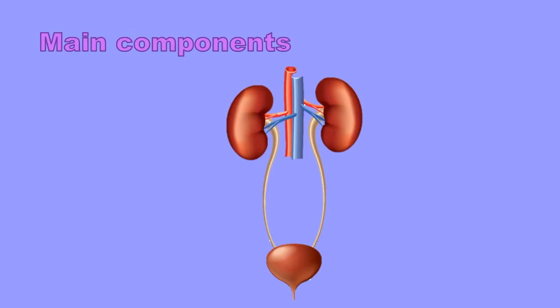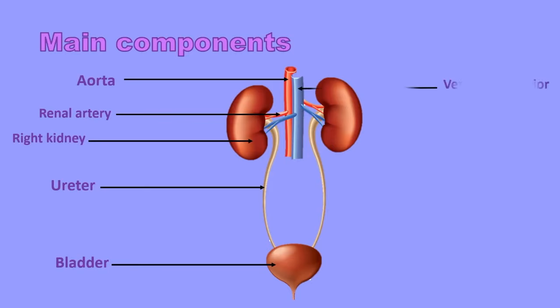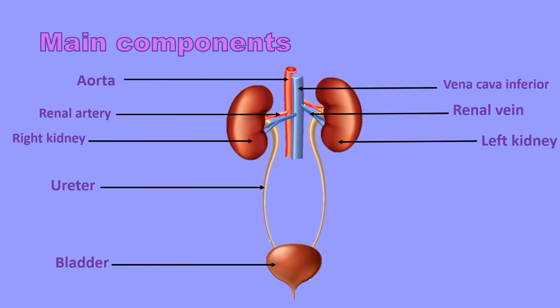But during the excretion system, we are going to look at the following main components. Firstly, we have the aorta. Then we have the renal artery. We have the right kidney. We have the ureter. We have the bladder. We have the vena cava inferior, then we have the renal vein, and then we have the left kidney, and lastly we have the urethra.